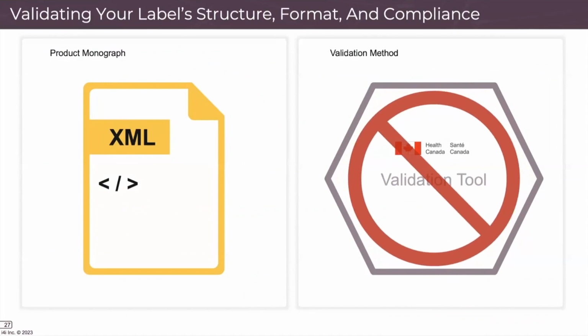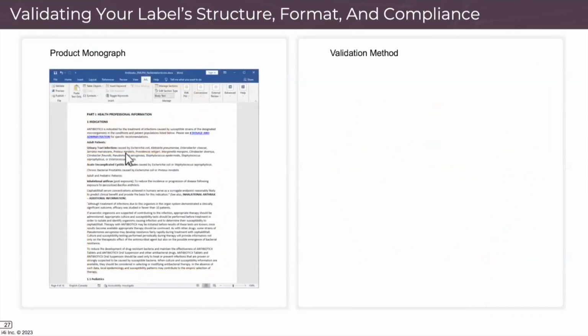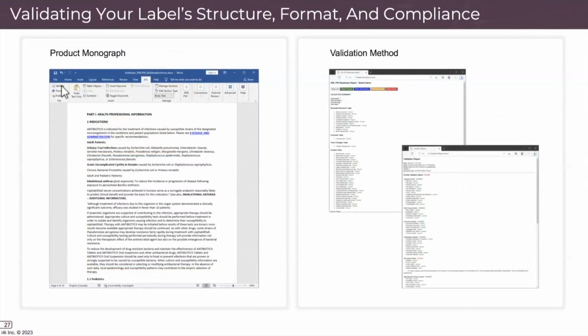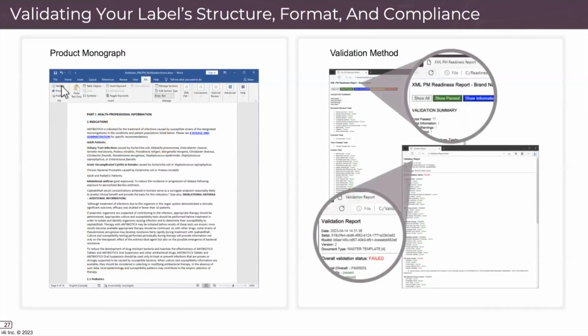There isn't an online tool for validating 2020 PM or XML PM documents. So if you don't use software or outsourcing services for your product monographs, the only way to discover if your documents pass validation is to submit them. With A4L, validation is integrated. You can test that your document is compliant with Health Canada's formatting and validation rules at any time during the authoring process. This validation capability alerts you to any potential problems before you submit, reducing delays caused by multiple submissions.